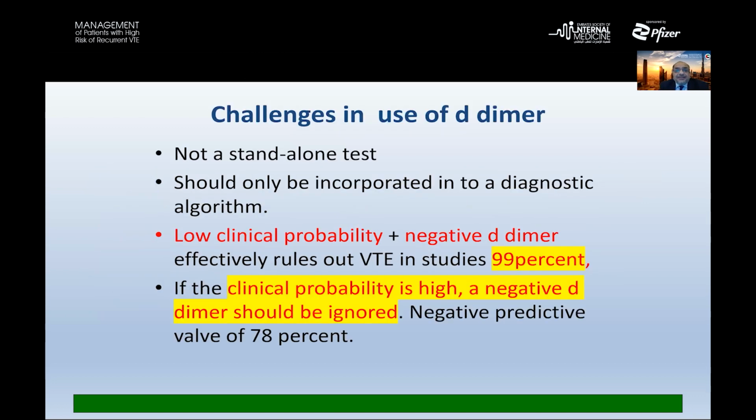So let's see the challenges of the D-dimer. It's not a standalone test, so don't rely on it if someone sends you a paper alone. It should be incorporated into a diagnostic algorithm. Low clinical probability and a negative D-dimer rule out VTE, but if the clinical probability is high, you should never do the D-dimer and rely on it, whatever the result is. This is the problem with most of our hospitalized patients, but in the outpatient setting, a low clinical probability with a negative D-dimer is of value.